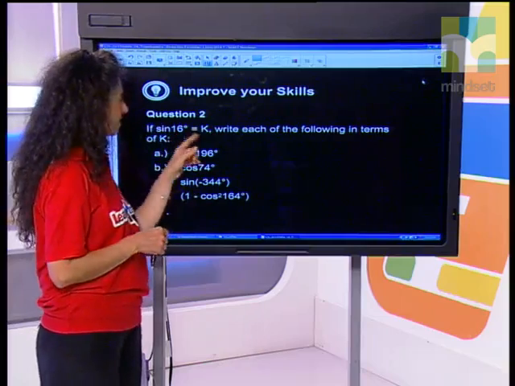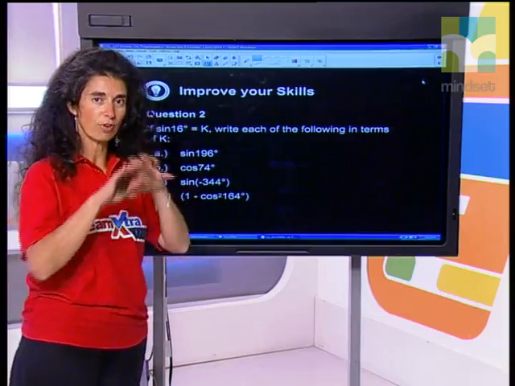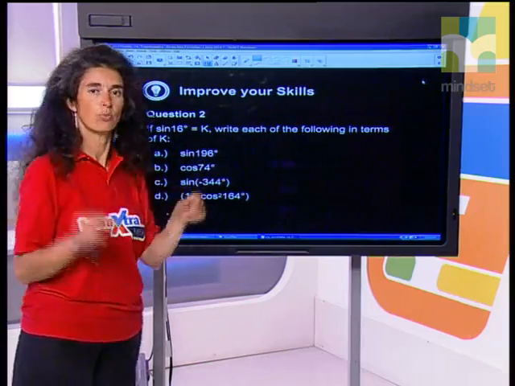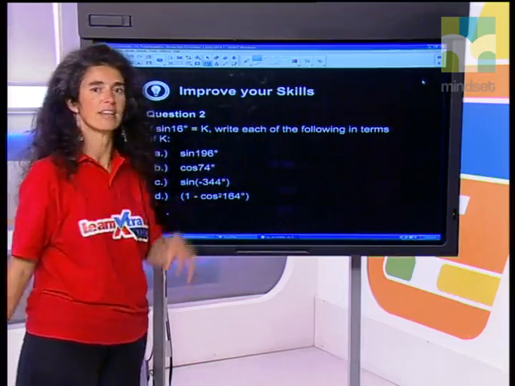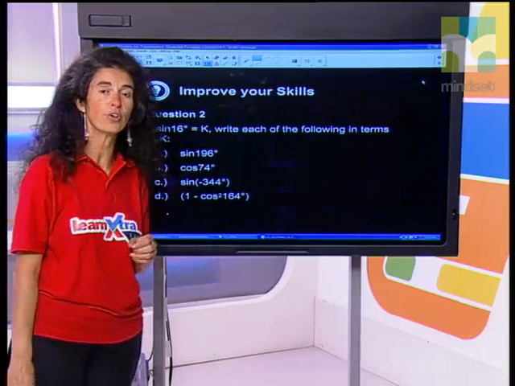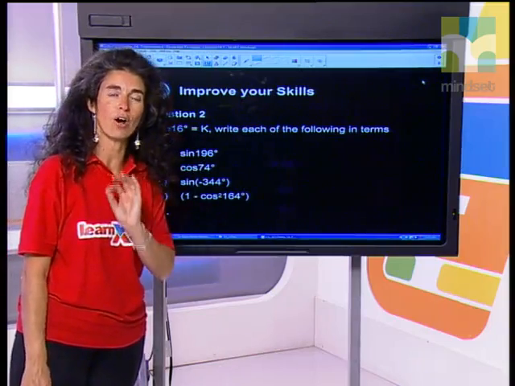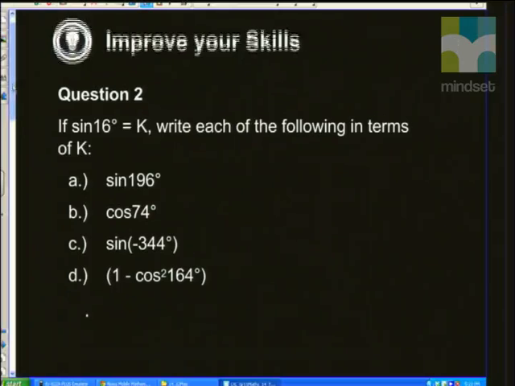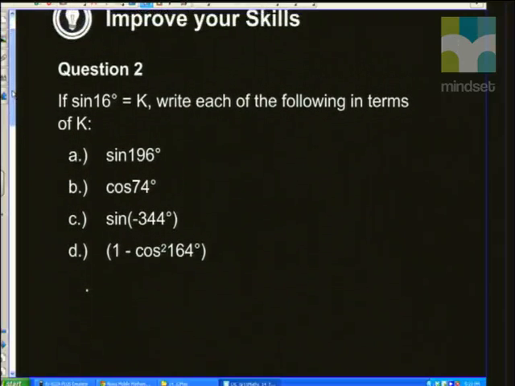If sine 16 is equal to k, so now we've got the ratio for sine 16, write each of the following in terms of k. So we don't want you to go and find out what k is and then try and write these in terms of that value. You actually need to write it in terms of the variable k. So if we have sine of 196 and we would like to write it in terms of k, we would like to rewrite the 196 in terms of the sine 16.